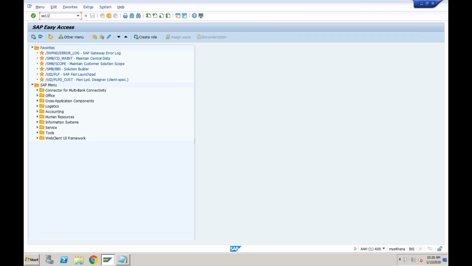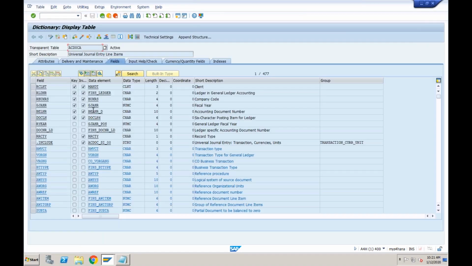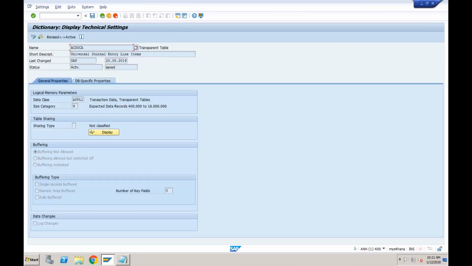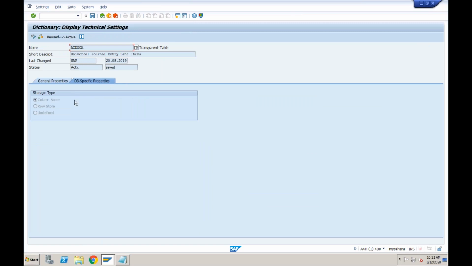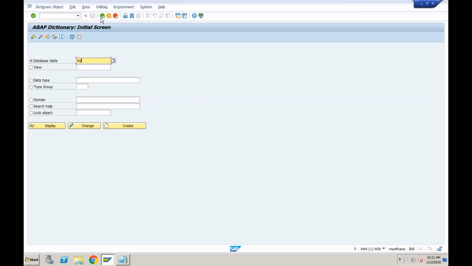So if you go to SE11 and check any table, I'm checking this AC docket table, click on display, technical settings. See, this is where you'll be able to see how the data is stored: column, row, or undefined. So in most cases, undefined means column. If you are not defining, it will automatically assume that you want to store in the column-based form. But for most SAP tables, you name any table, you come here and see, it will show you that by default the data is getting stored column-based.